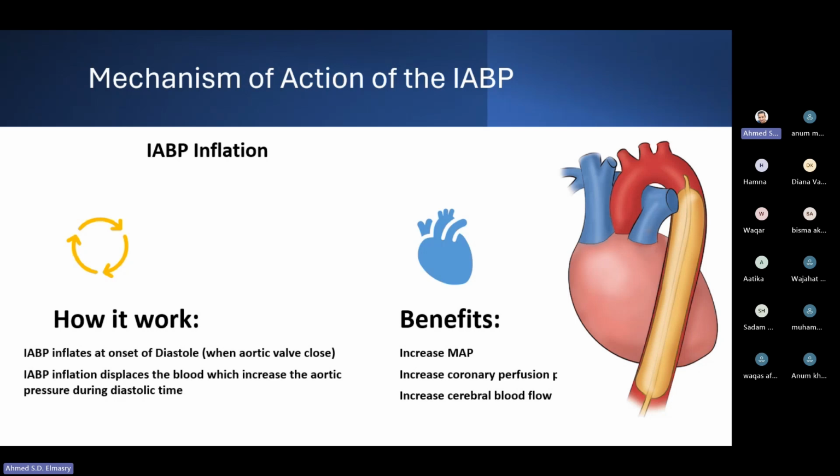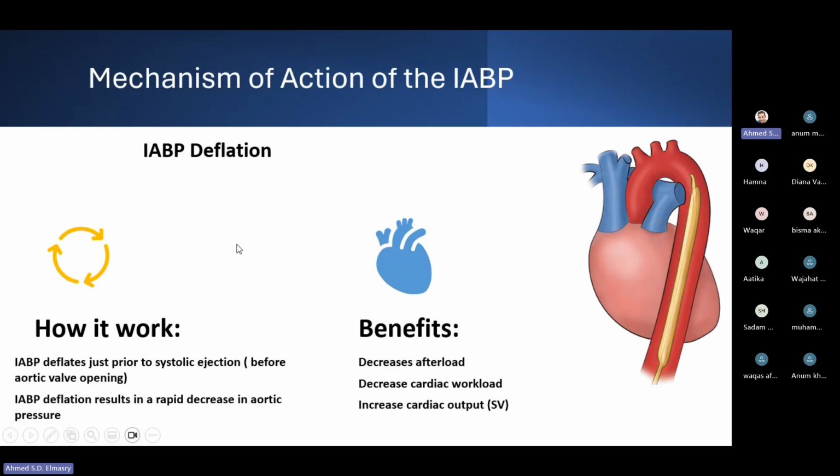So ideally, the intra-aortic balloon should inflate during the diastole, where at that time the aortic valve should be closed. Inflation of the intra-aortic balloon will cause displacement of the blood, which will increase the perfusion to the organs, and also it will increase the coronary perfusion. So the benefits of the intra-aortic balloon inflation during the diastole: it will increase the mean arterial blood pressure, it will increase the coronary perfusion, and it will also increase the cerebral perfusion and other organ perfusions.